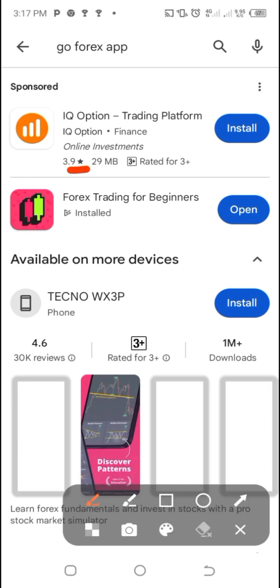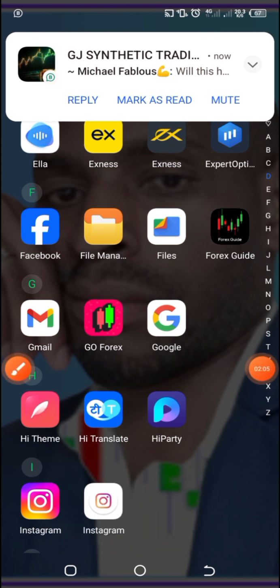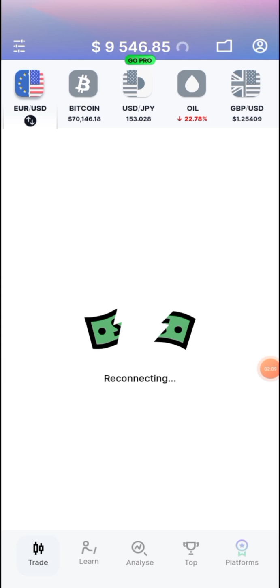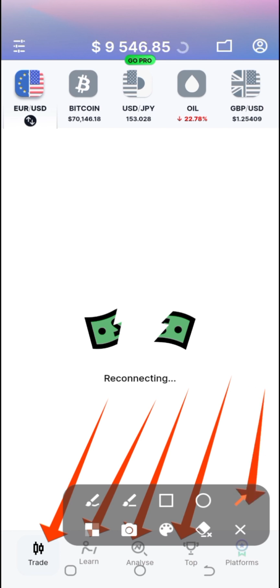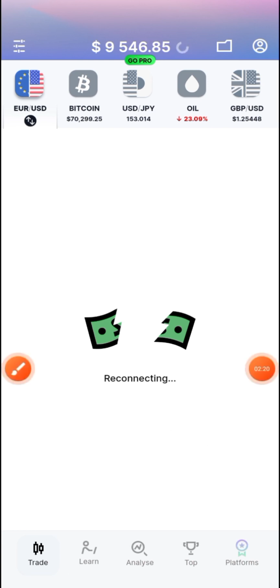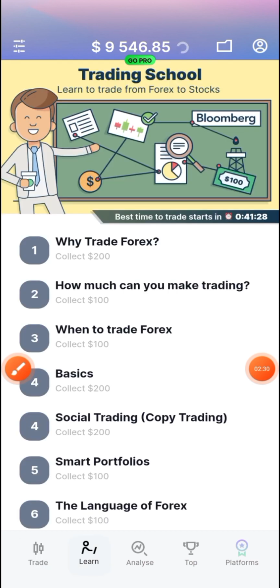Okay, so this is the application I'm talking about. Here I already have it. Right, it is installed. So let me just open it. Right, it's this one. So click on it, and I want to show you, look at this tab down here. Right, these tabs right here, we have trade, learn, analyze, top, and platforms. So I want you to go to learn, especially if you're a new beginner, and even if you are an advanced trader. Click on learn, and you are going to see free lessons 25.